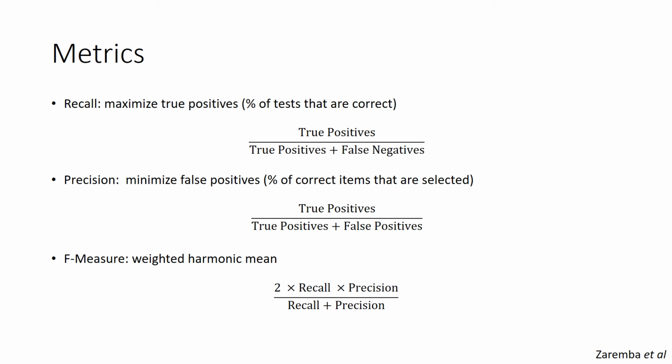Before we dive into the results, we'll look at the metrics. There are 3 different types of metrics. Recall, which is also known as sensitivity, maximizes the true positives. Next is precision, and that will minimize false positives. You can see it right here. And just keep that in mind when we go on to the next slide.